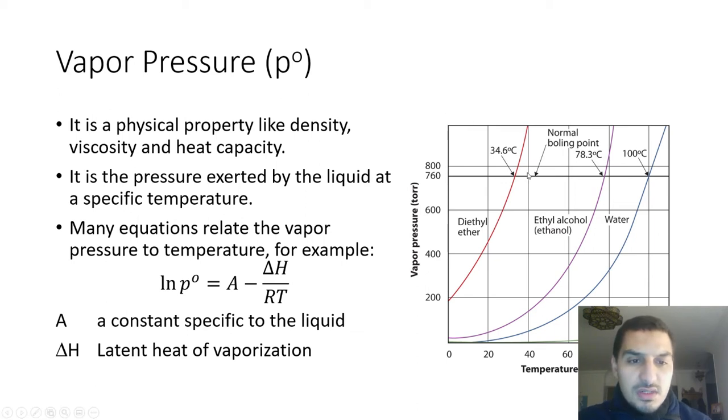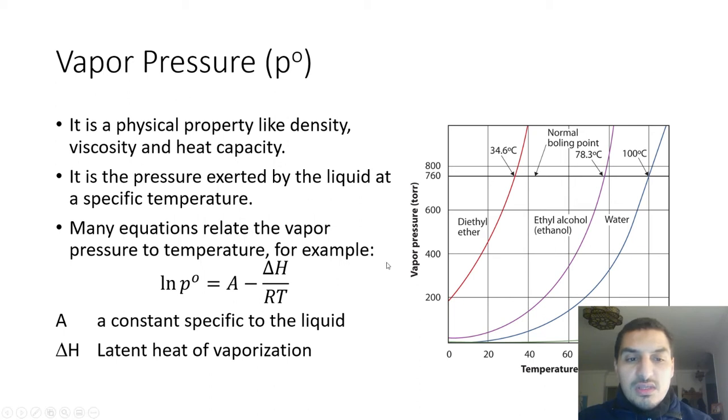And this is what we see here. This is the relation between the vapor pressure in torr, which is the millimeter mercury. So 1 atmosphere is 760 millimeter mercury, or 760 torr, and the temperature is on the x-axis. And as we see, there are many lines here. Each line represents a liquid. This is the diethyl ether, this is ethyl alcohol, this is water, this is ethylene glycol. And as we see, in all the cases, as the temperature increases, the vapor pressure increases. And this is the case in any liquid.